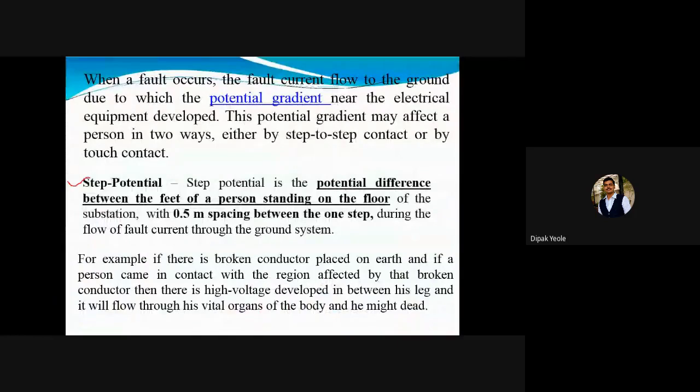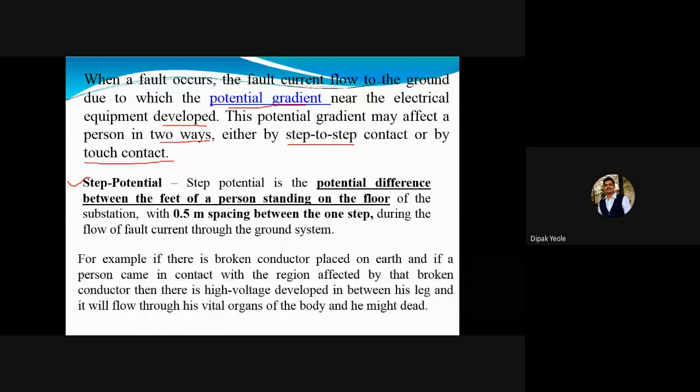Now we will see the concept. When a fault current occurs, the fault current flows to the ground, due to which a potential gradient, meaning a change in voltage, develops near the electrical equipment. This potential gradient may affect a person in 2 ways, either by step to step contact or by touch contact.